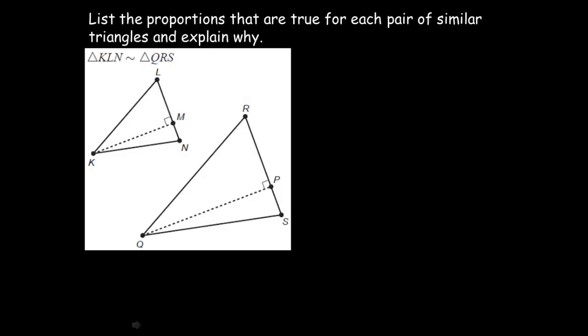Alright, now this isn't necessarily a real world problem, but it's still the same situation where we are using similar triangles, and we're using their altitudes to say why. Now this first one says, list the proportions that are true for each pair of similar triangles and explain why. Well, remember, when you're setting up a proportion, this is what proportions look like. A over B equals C over D. That's a proportion. So I'm going to use this proportion right here based on the altitudes.